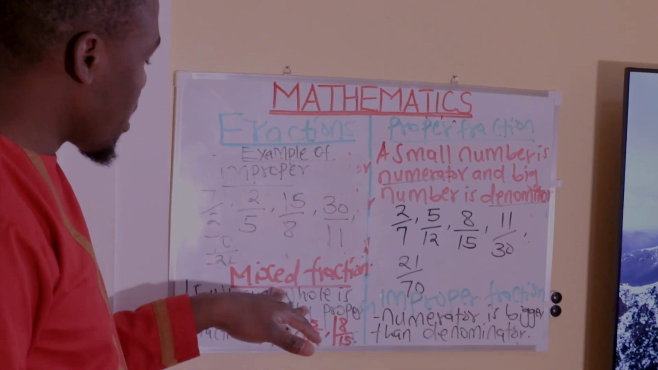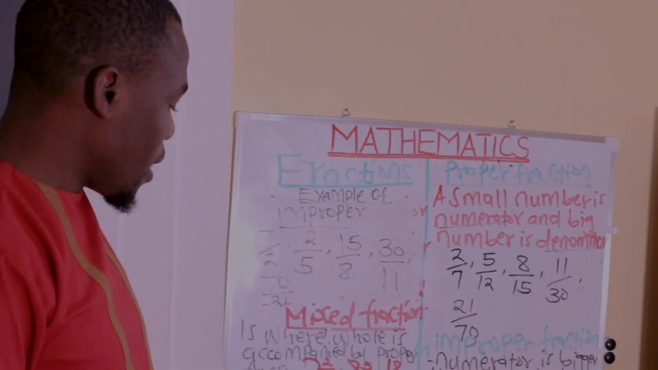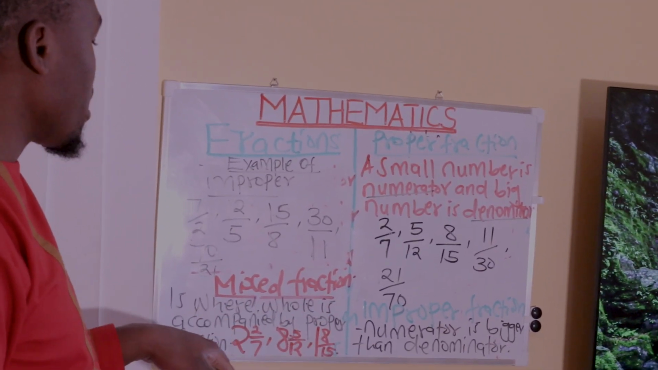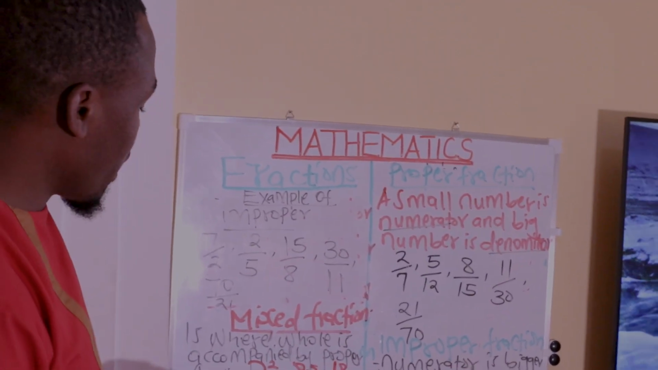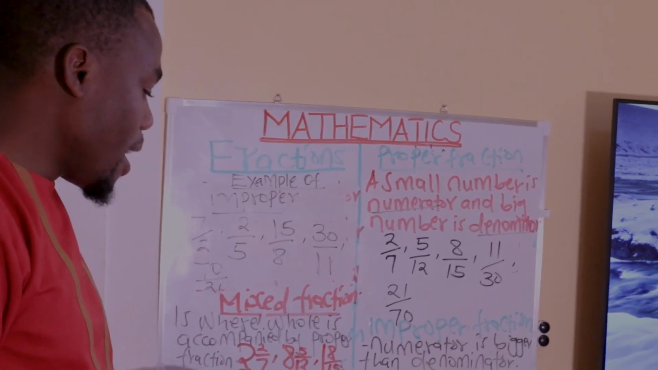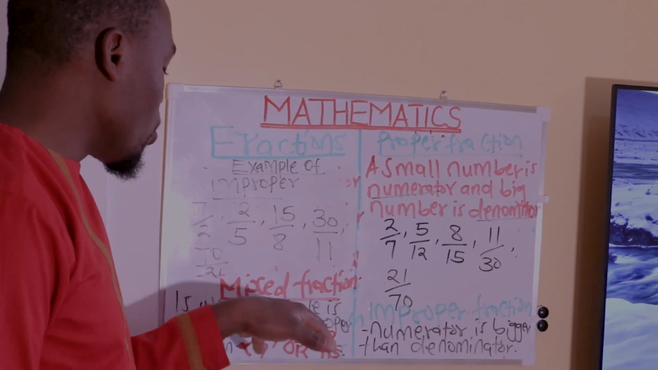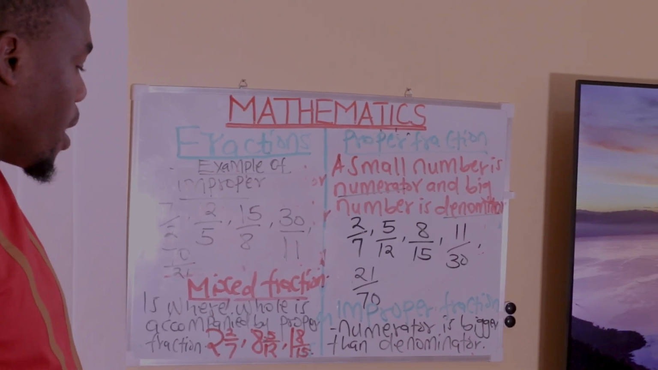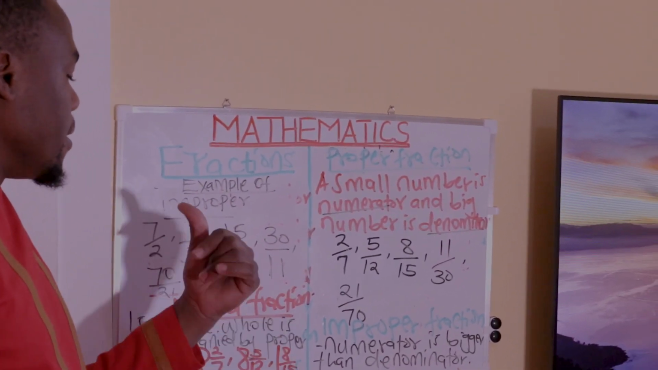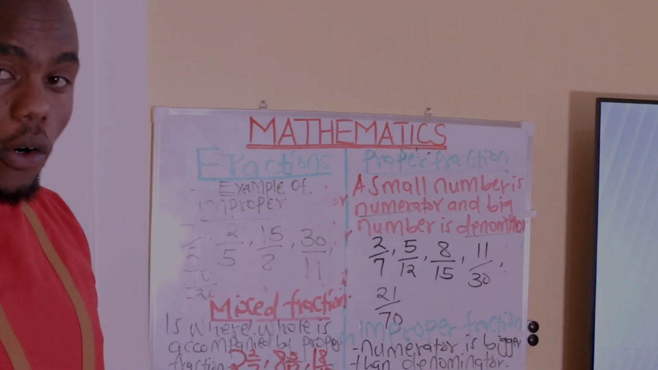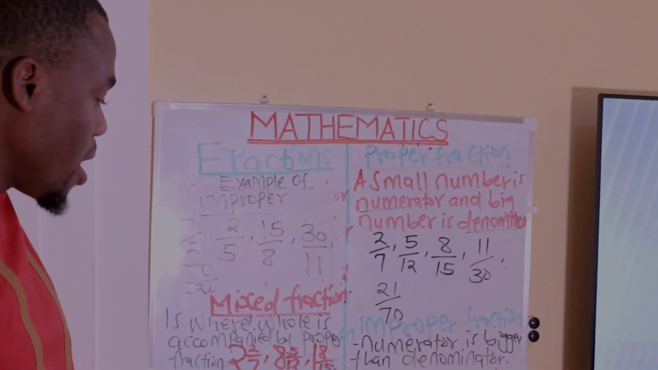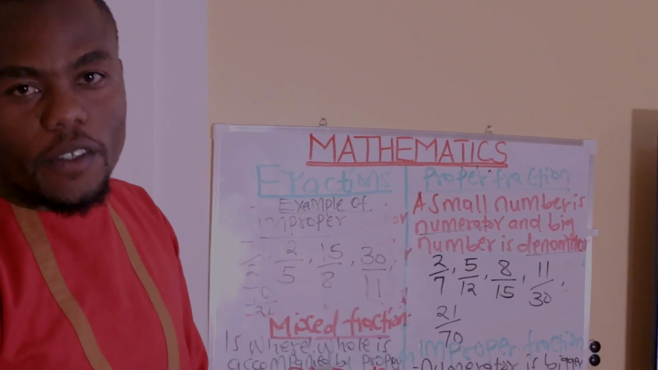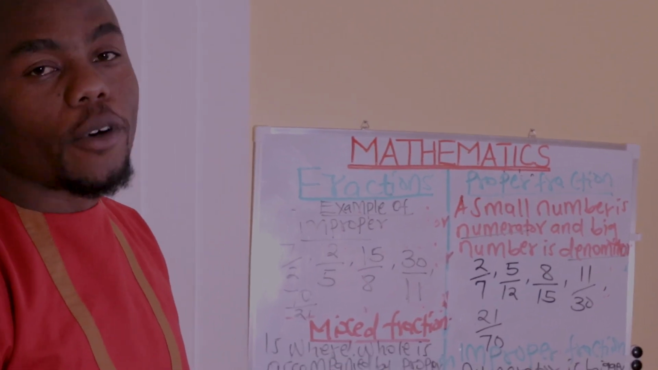Now, the last one we discussed is a mixed fraction. A mixed fraction is a type of fraction where a whole number is accompanied by a proper fraction. In our case here, the whole number is 2 and the proper fraction is 2 out of 7. We also had 8 and 5 out of 12, and 1 and 8 out of 15. That's how we read a mixed fraction. You mention the whole number, then you say "and" and attach the proper fraction, for example, 3 and 8 out of 15. That is on types of fraction.